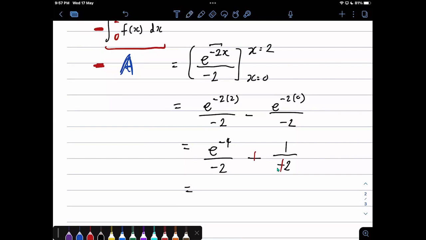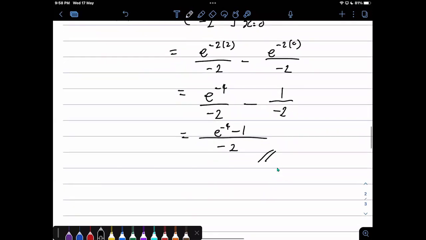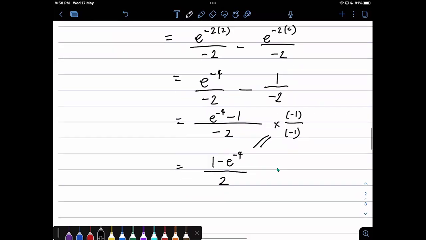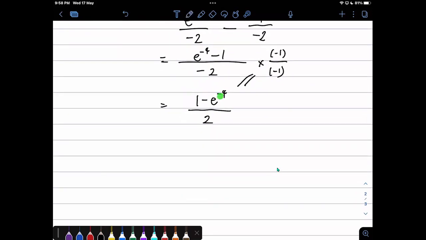Actually, not so good. Perhaps it will be better because this is a fraction minus a fraction. The denominator is the same. Maybe it's better if I just combine into a single fraction first: e power -4 minus 1, over -2. If you don't like it, you can multiply -1 on both sides. You get +2 here. I mean, top and bottom multiply -1.